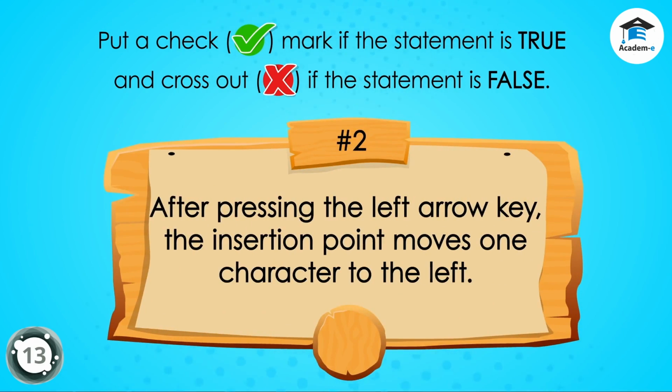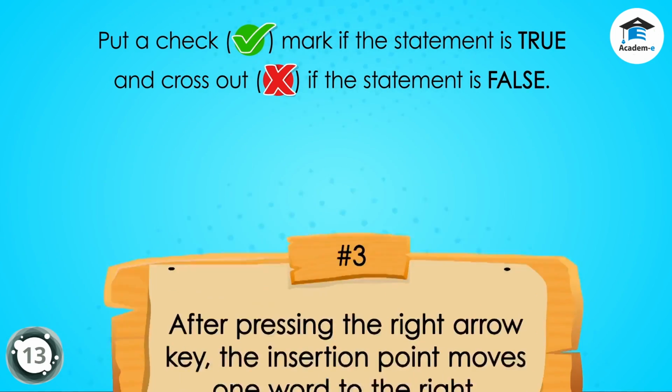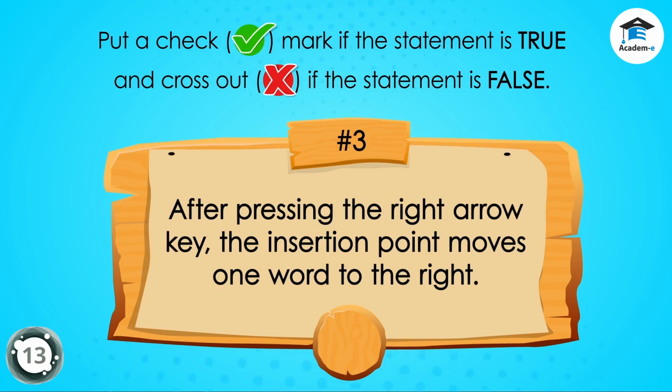Number 2. After pressing the left arrow key, the insertion point moves 1 character to the left. This statement is correct. Number 3. After pressing the right arrow key, the insertion point moves 1 word to the right. Doing this only moves the insertion point 1 character to the right.